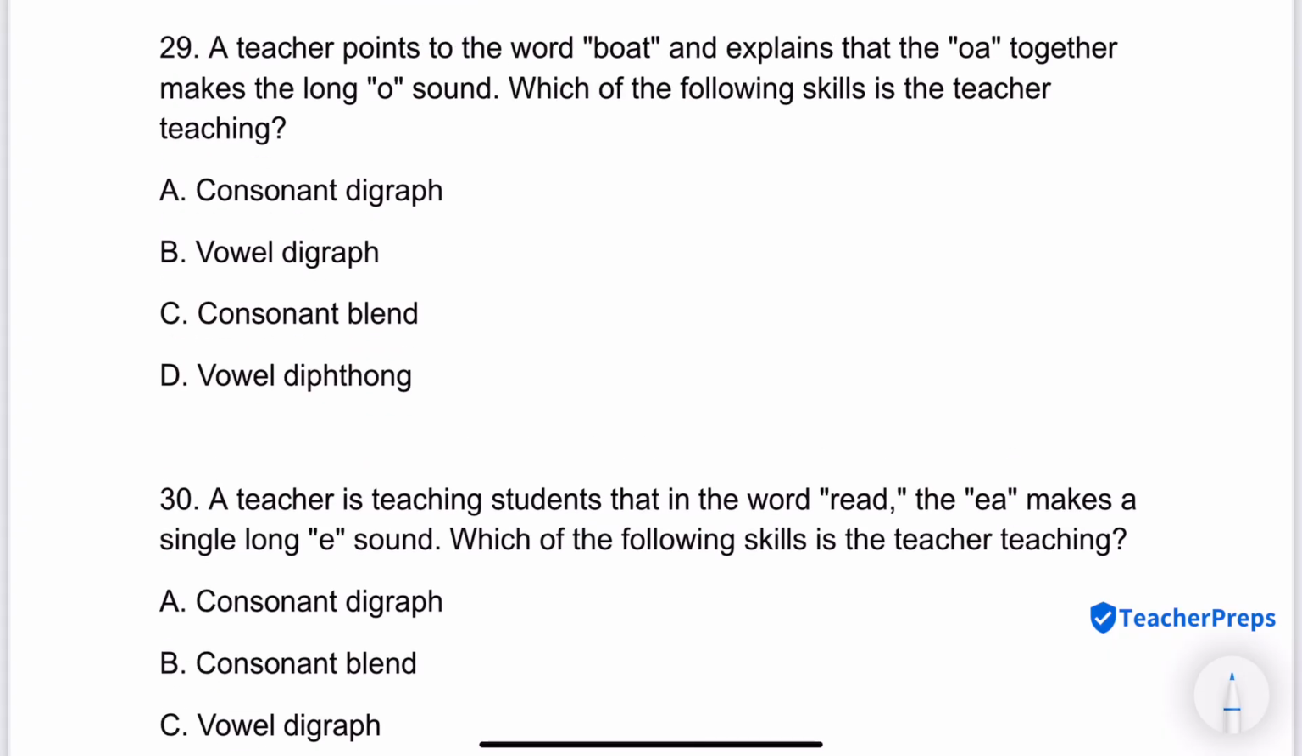This asks, a teacher points to the word boat and explains that the OA together makes a long O sound, boat. Which of the following skills is the teacher teaching? This is the same concept as the consonant digraph from above, but with vowels. So in boat, the two vowels O and A work together to make a single long O sound. Two vowels, one sound. That is a vowel digraph.